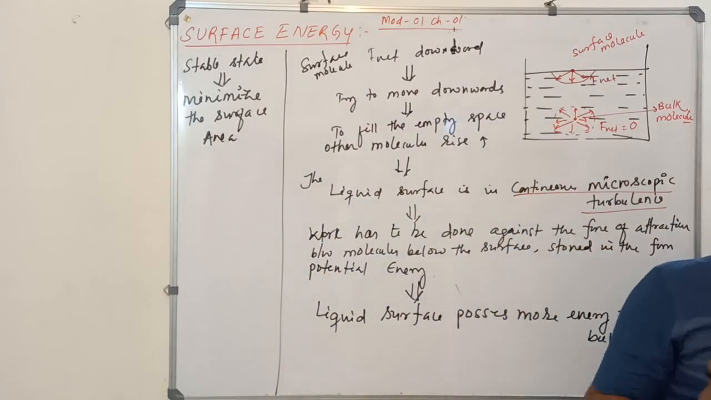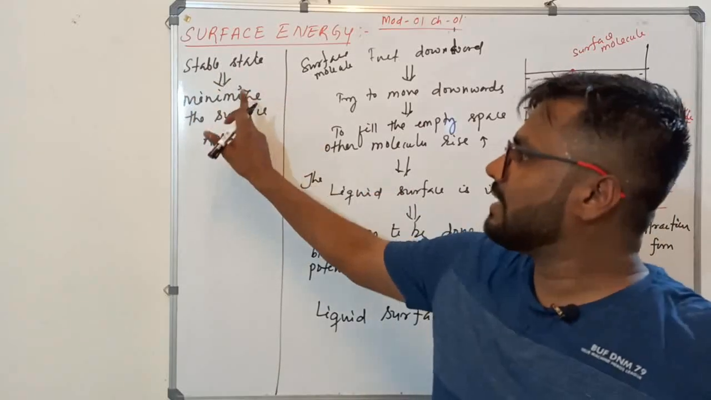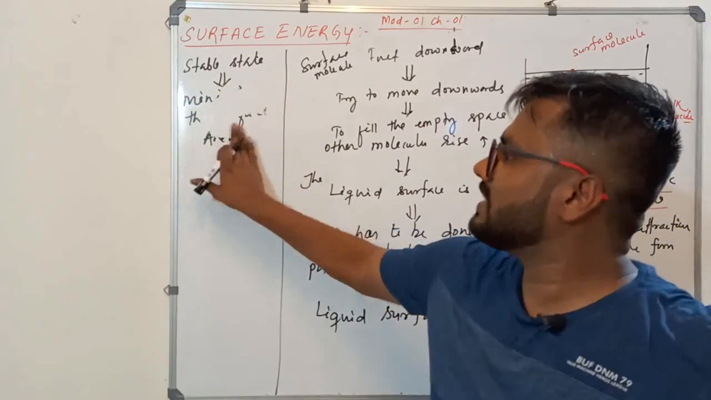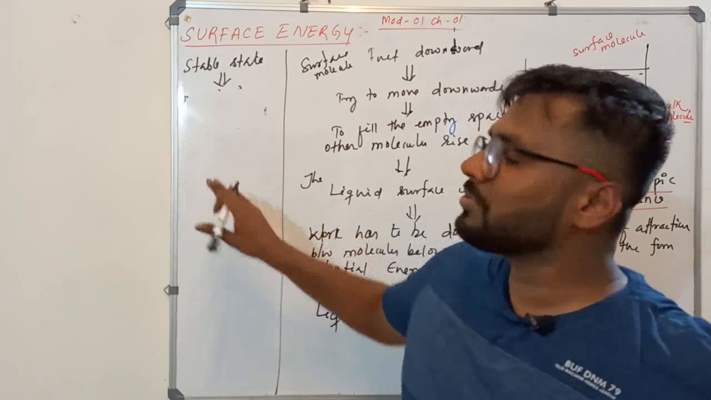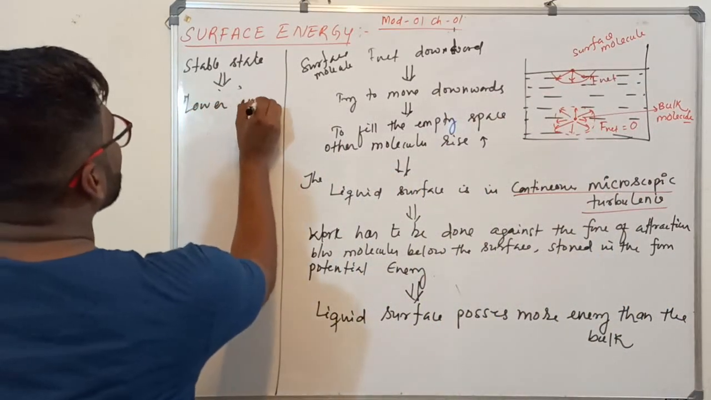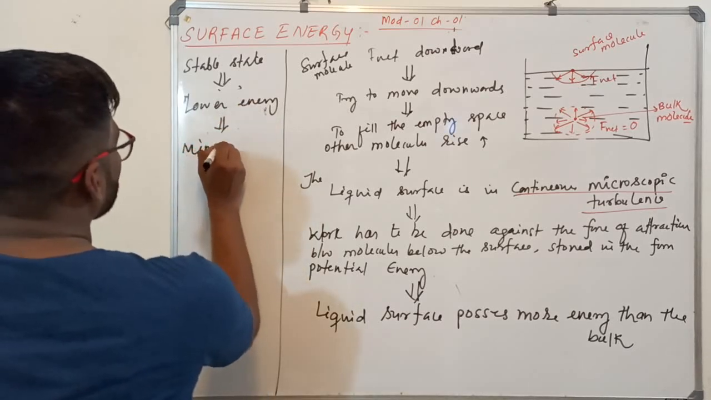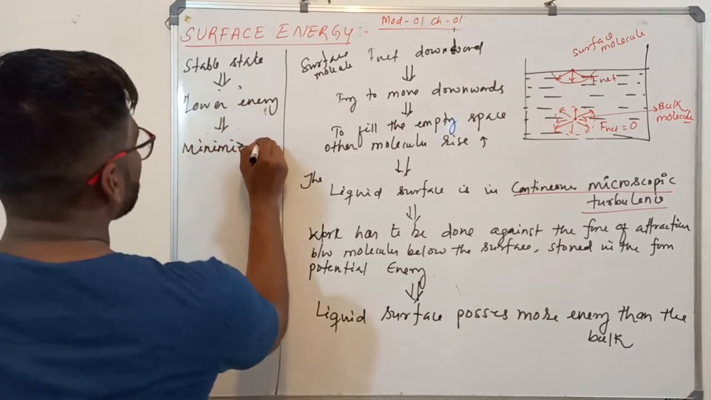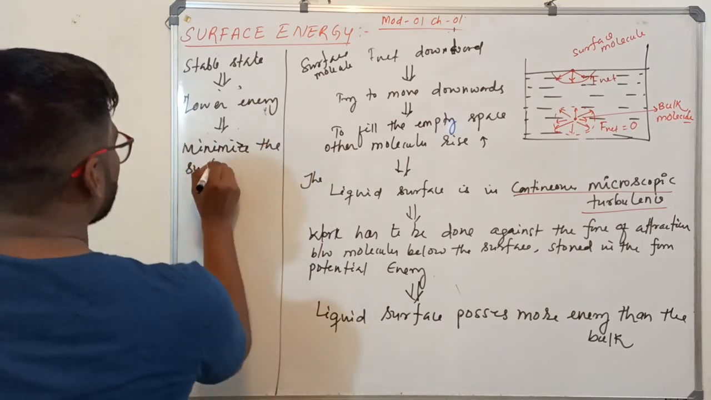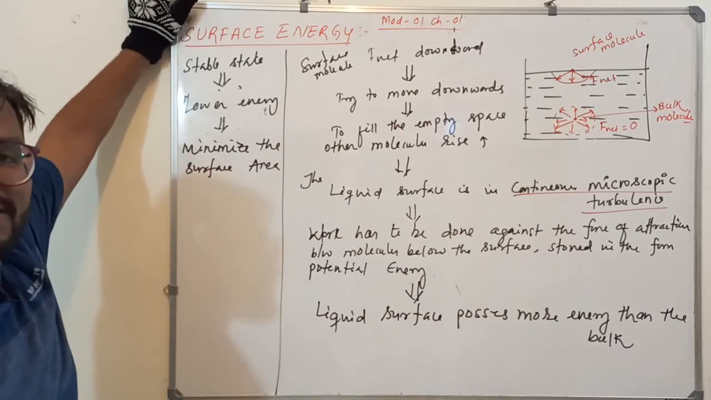But lowest energy. See, they have to be in a stable state. Stable state means they'll minimize the surface area. Why? Because they have to go for the lower energy level. They have to go for lower energy. Hence, what will they do? They will minimize the surface area.